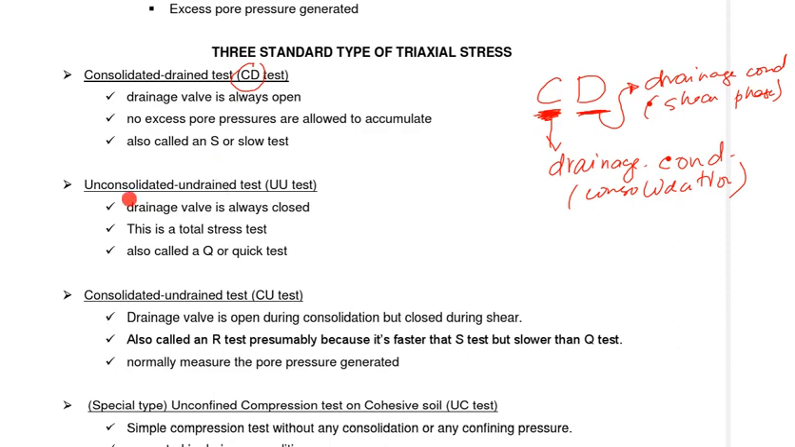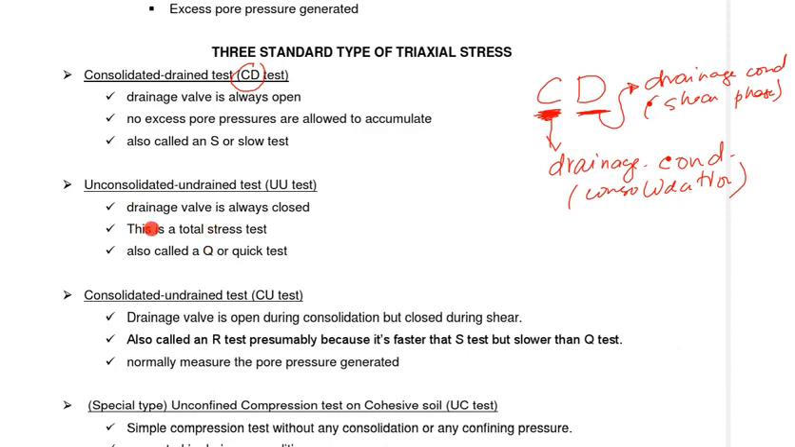So next, we have here the unconsolidated undrained test, yung UU test. So the UU test is unconsolidated undrained test. So in this test, yung drainage natin is always closed. So pag sinabi nating unconsolidated undrained test, yung drainage valve natin is always closed. So palaging naka-close yung valve natin. Unlike dito sa consolidated drain na palaging open yung valve natin.